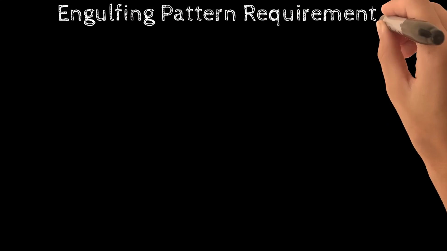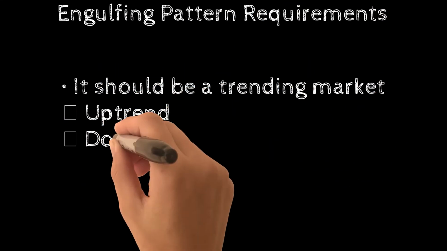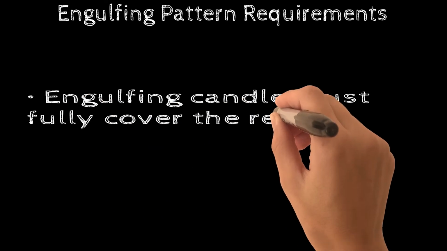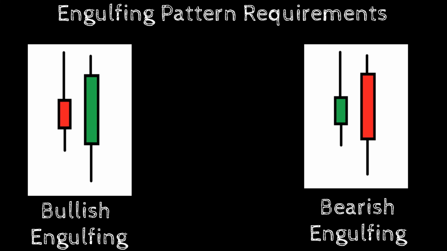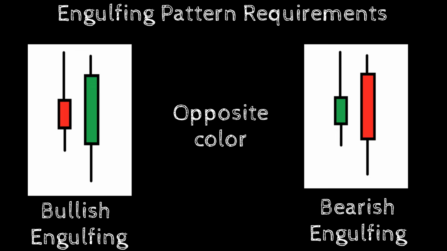There are some requirements that engulfing patterns should meet. The market should be a trending market, even for the short term. It can either be an uptrend or downtrend. The second candle of the engulfing pattern must fully cover the real body of the first candle. It may not fully cover the shadows. Both candles of the pattern should be opposite in color.